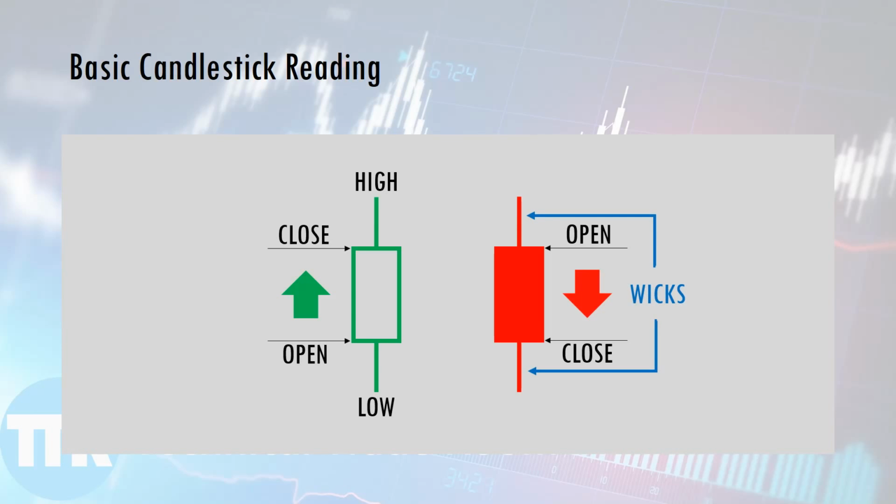Again, the lines above and below the rectangle are what we call wicks. The line on the top shows the highest point of the stock's price during that time frame, and the bottom line shows the lowest point of the stock's price during that time frame. The black candlestick from the black and white color scheme works the same exact way.